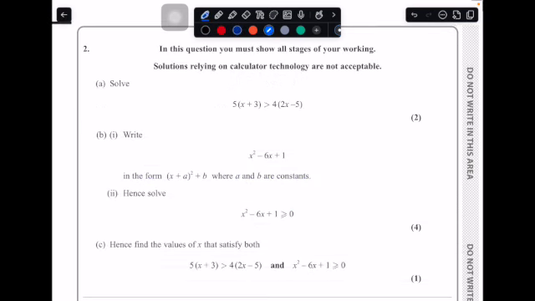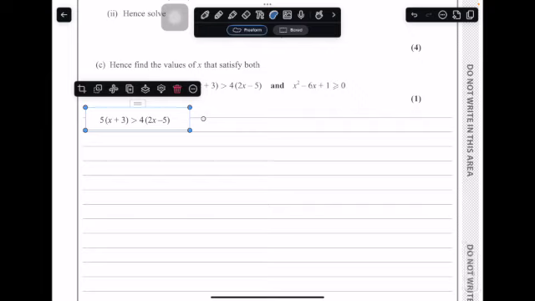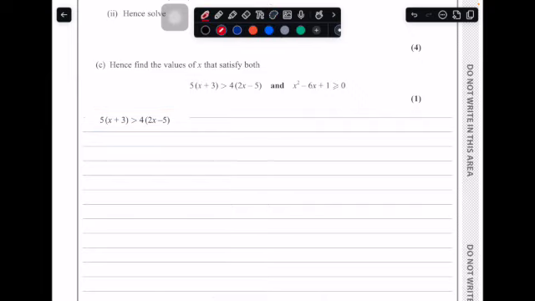And now you must show all the stages of your working. Solutions relying on calculator technology are not acceptable, which means you have to show all the stages of your working. Let's take the first inequality and do the solution. Let's expand first. This is A, expand will be 5x plus 15 greater than 8x minus 20.